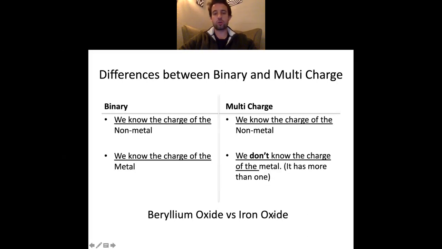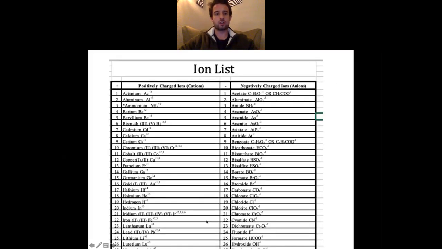If you were to answer the question, what is beryllium oxide versus what is iron oxide, you're going to get different answers. Here's our ion list. This is on the back of the periodic table. I referenced it yesterday. So we'll see in column 5 of positively charged ions, beryllium's up here, and it's got a 2 plus charge. That's the only charge. However, if you look at iron in column 20 or in row 22, iron can have a 2 plus or it could have a 3 plus charge, if you see down here.